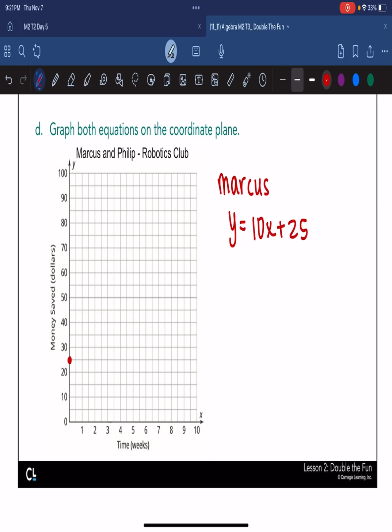That means for each week, I'm going to go up $10. So I started at 25. After week 1, I'm going to have 35. Then 45, 55. And then that trend will continue for Marcus. I'm going to put an M for Marcus.